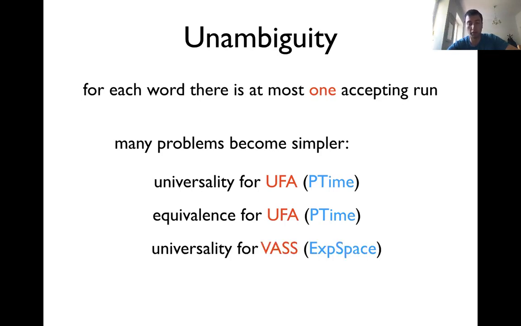For example, for vector addition systems with states, the language universality problem can be done in exponential space in the unambiguous case, while in the non-deterministic case, the problem is Ackermann complete, so much harder. So there is space for improvement, and there are actually still a lot of problems waiting to be solved.